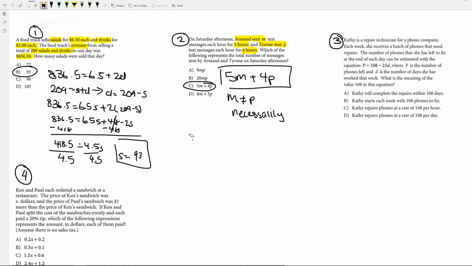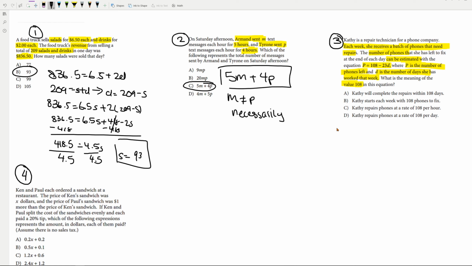Now for number three, we have a quite lengthy word problem, and what we're being asked to evaluate is the meaning of a certain value in the equation. So I'm just going to highlight some background info, and in this case, the function is going to model how many phones need to be repaired. So that's going to be modeled by P is equal to 108 minus 23D. And D represents the number of days that she's worked, and P is the number of phones left. And now they're asking us for the value of 108.